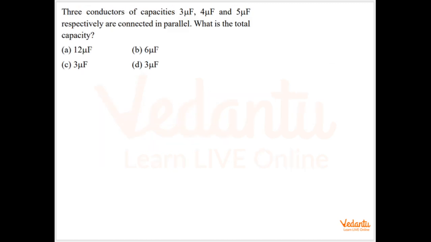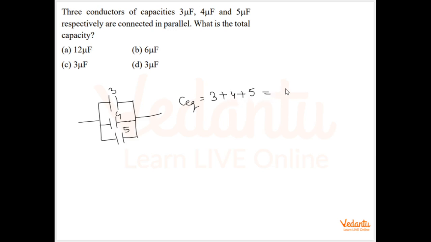Next is this question. Here 3 conductors of capacity 3, 4 and 5 microfarads are connected in parallel. We have to calculate the total capacitance. This is a very nice, straightforward and simple question. Here 3 capacitances 3, 4 and 5 are connected in parallel. What will be the equivalent capacitance? That will be 3 plus 4 plus 5, which is equal to 12 microfarads. Option A will be the correct answer.